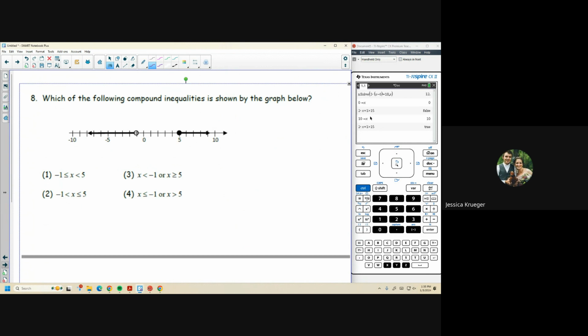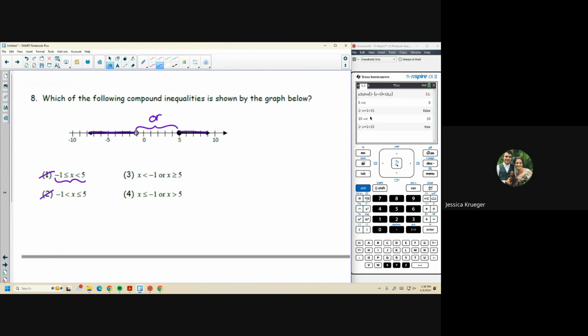Number 8, which of the following compound inequalities is shown by the graph below? So if I look at my solution here, I can see that my solution is in this part or this part, which means I can get rid of 1 and 2. Answer choice 1 says X is anything between -1 and 5. So that would be like in here. This one says, again, X is anything between -1 and 5. So I need to choose either 3 or 4.